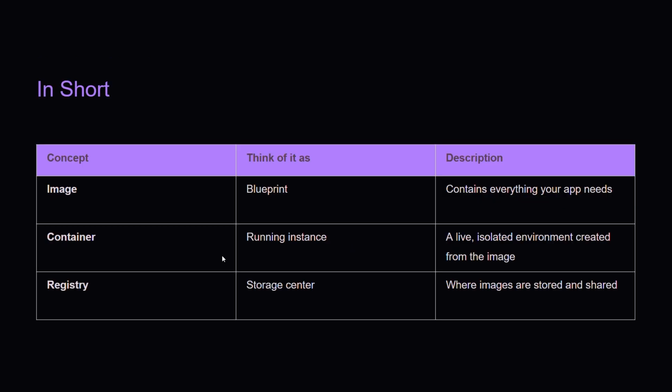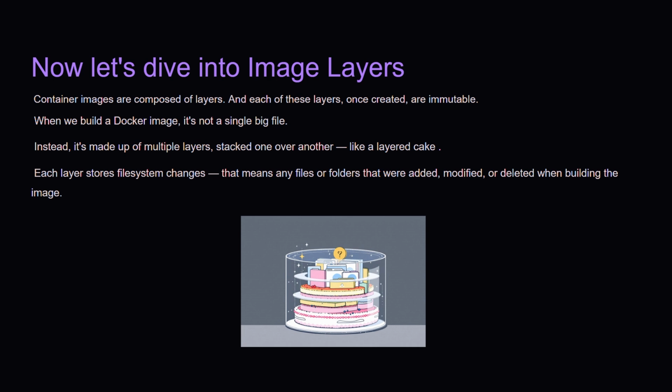So in short, the image is a blueprint that contains everything your application needs. The container is a running instance, a live isolated environment created from the image. The registry is a storage center where images are stored and shared. Now let's dive into image layers.